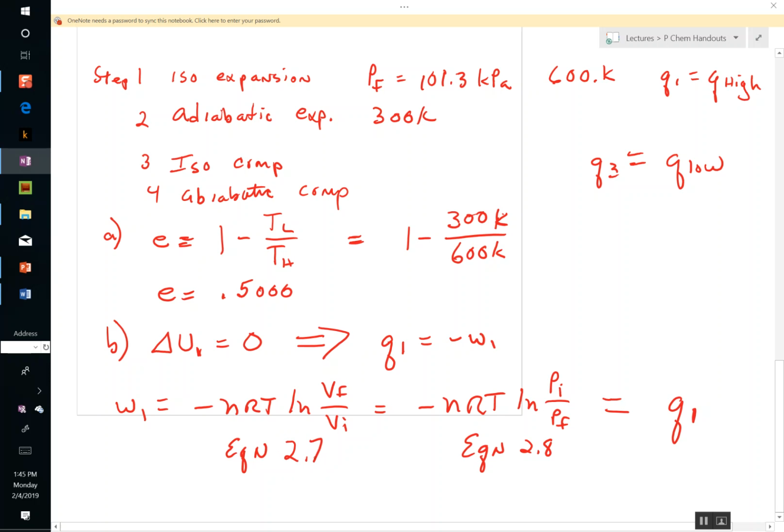Because we don't have the volumes here. They don't give them. We could probably calculate the volumes, but if you used equation 2.8, you wouldn't have to.